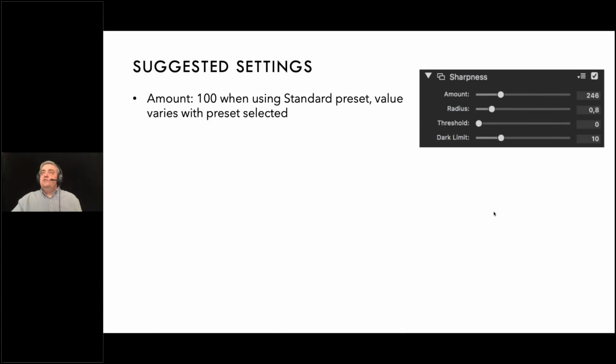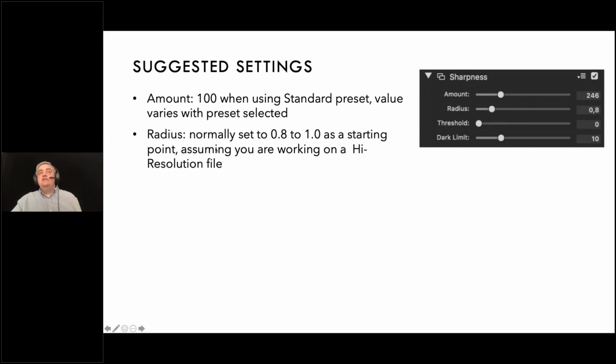So the suggested settings, you've probably seen already. If you import an image with the standard setting, the default sharpening value comes in at about 100. Normally you'll get 1 on the radius and then 0 on the threshold and 10 on the dark. It's basically what you would get. But radius normally, as we've previously said, is around 0.8 to 1. It is pretty much a good starting point, and you can modify from there depending on your file.